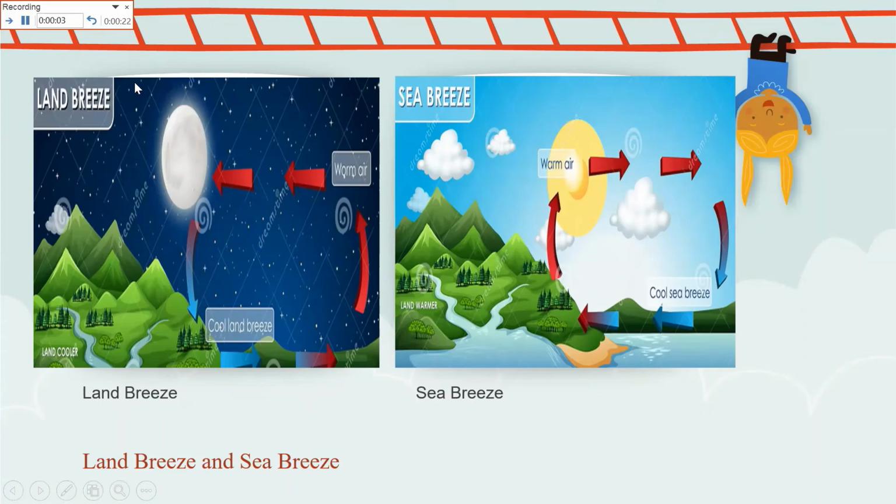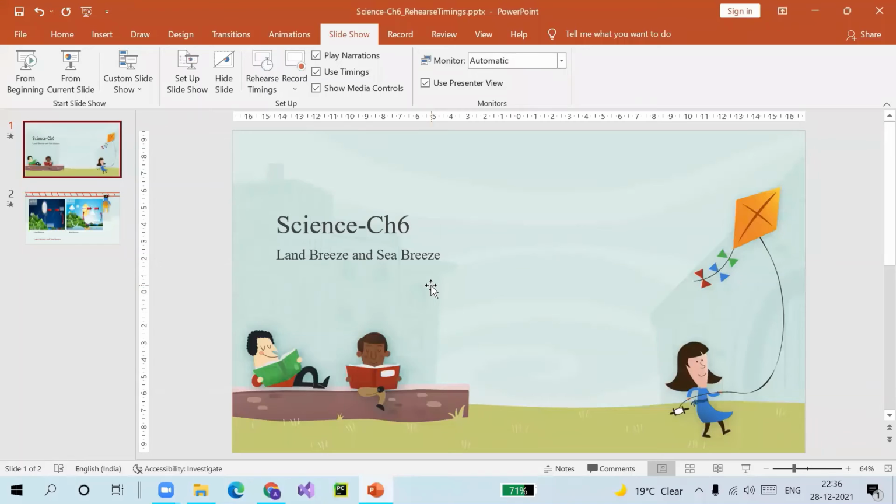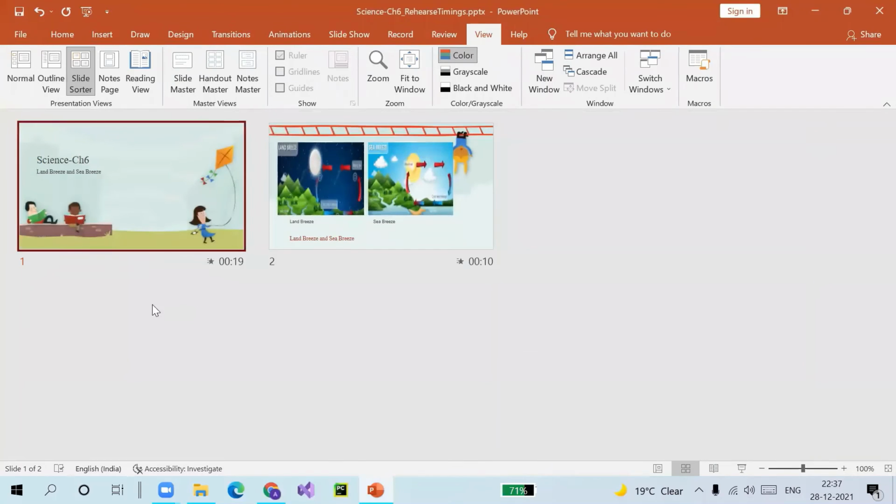So once you are done recording the time of each slide, you can just click on escape and you will get this message: the total time for your slideshow was this much. Do you want to save the new slide timings? You can just click yes here, and you can see the recording time of each slide in the slide sorter view. So you just need to go to the view tab and click on the slide sorter option. So you can see here the recording time for each of the slides.